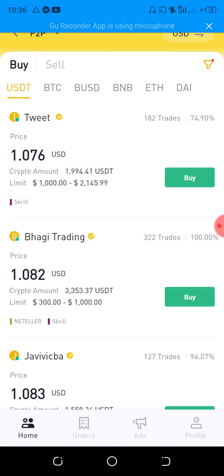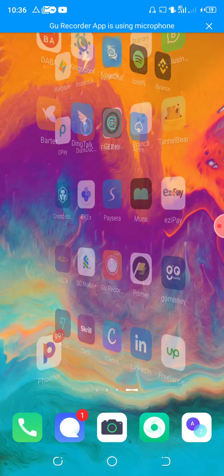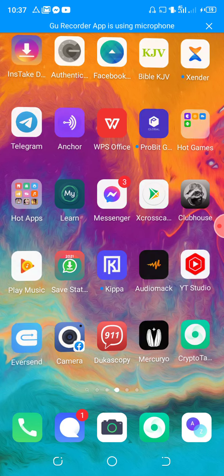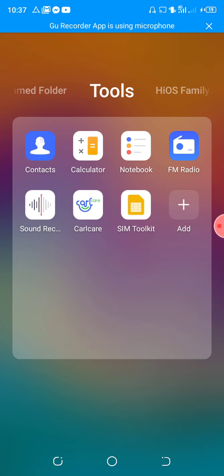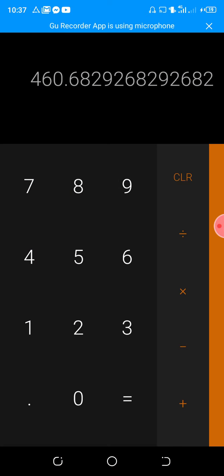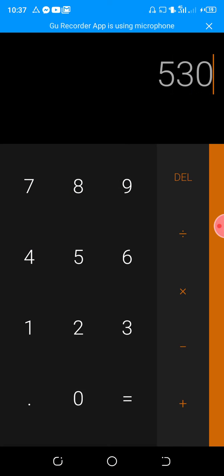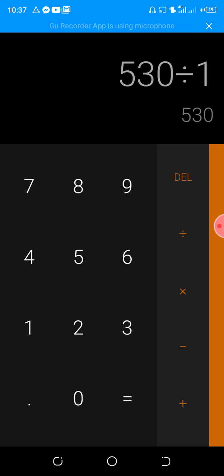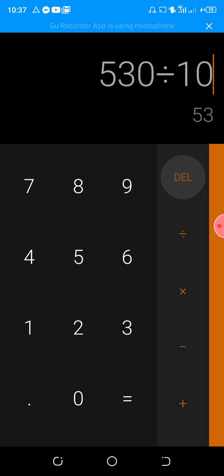Okay, now look at the rates here, guys. So remember that $1, let's say 1 USDT, is selling for 530. Okay, selling for 530, and most of the highest rate you can see on it is 1.1, 1.05, or let's see.